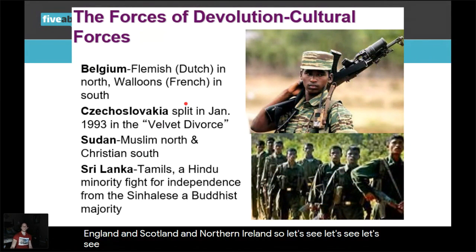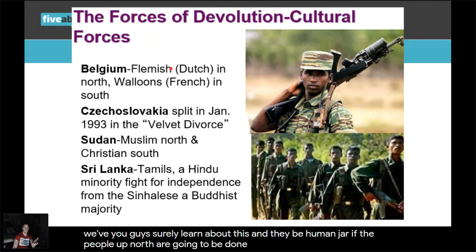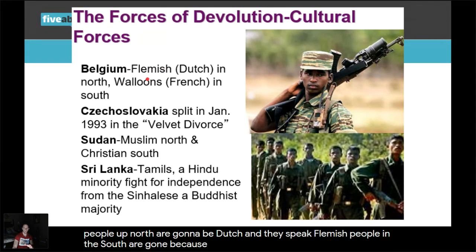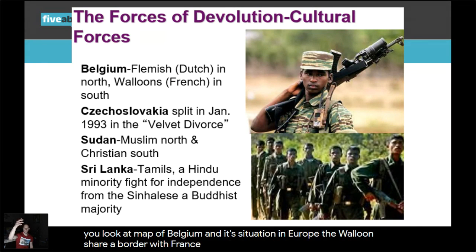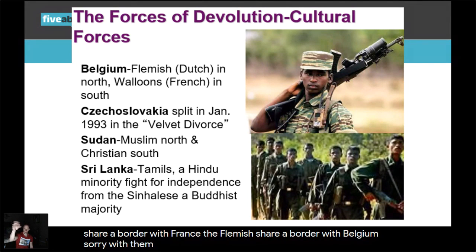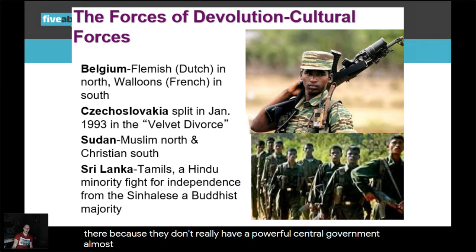Other examples of devolution would be Belgium. You guys surely learned about this in AP Human Geography. The people up north are Dutch and they speak Flemish. People in the south are called Walloons and they speak French. The Walloons share a border with France. The Flemish share a border with the Netherlands. There's a lot of devolution there because they don't really have a powerful central government. Almost all the shots are called like separate countries.